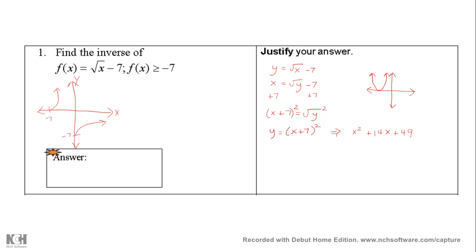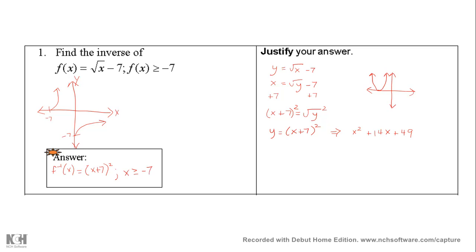But we don't want that whole parabola. We only want this section over here. So that means we have to put a restriction on our inverse. So the final answer is going to be the inverse of f of x is equal to x plus 7 quantity squared, such that x is greater than or equal to negative 7.